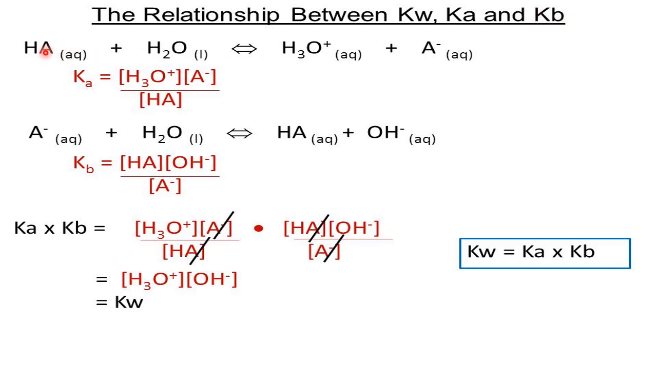Now let us see once again. HA plus H2O gives what? H3O plus and A minus. Now let us write the equilibrium constant for acid, Ka. So it is the product by the reactant. Right. Now what is the equilibrium constant for the base? So Kb equal to what? This one. Okay.